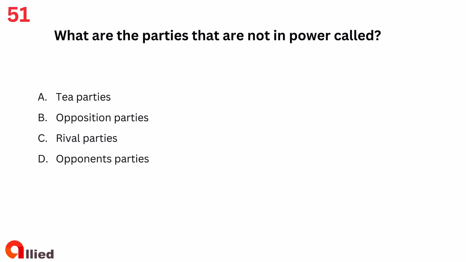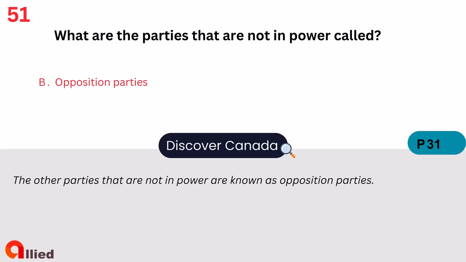Question 51. What are the parties that are not in power called? A. Tea parties. B. Opposition parties. C. Rival parties. D. Opponents parties. The answer is B.